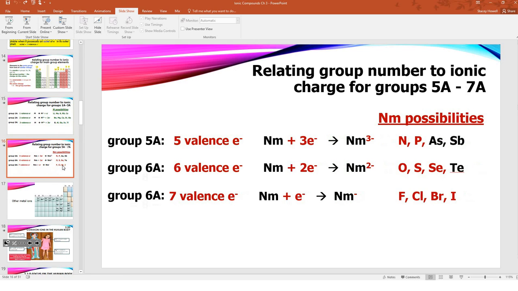If we go to the other side, the nonmetal side, this, by the way, should say 7, so I'm going to fix it right now. And save it. Sorry.